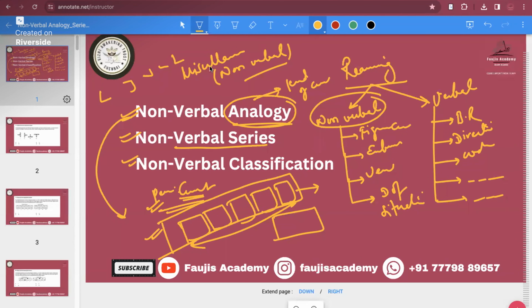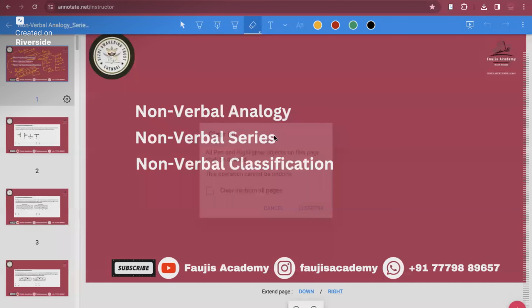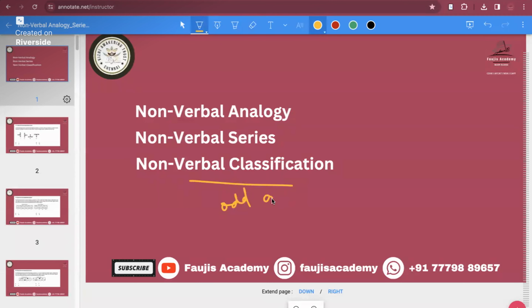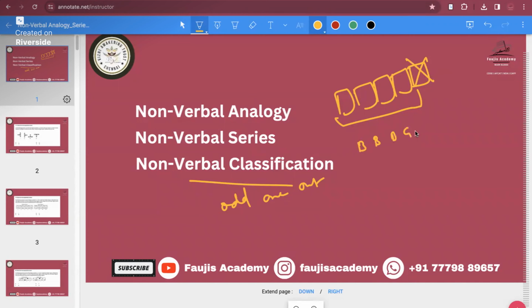And non-verbal classification, lastly, in simple words, in the aspirants' language, is nothing but odd one out. You classify the 4 or 5 given figures except for one; there must be some sort of relationship among them, but this one is the odd one out. Like there is a boy, a boy, a boy, a girl, a boy. Obviously the girl is the odd one out there.